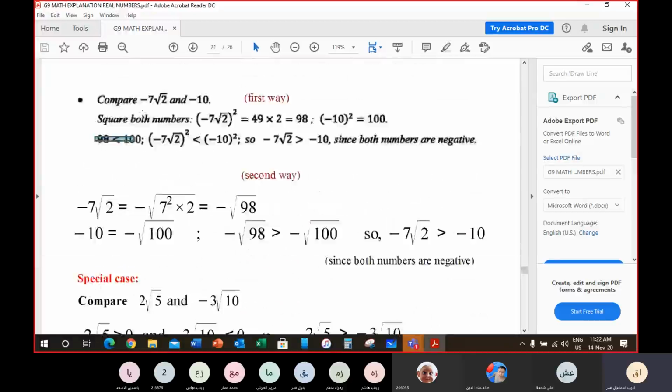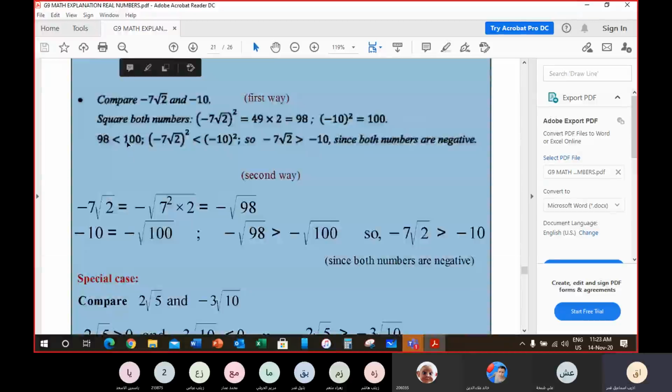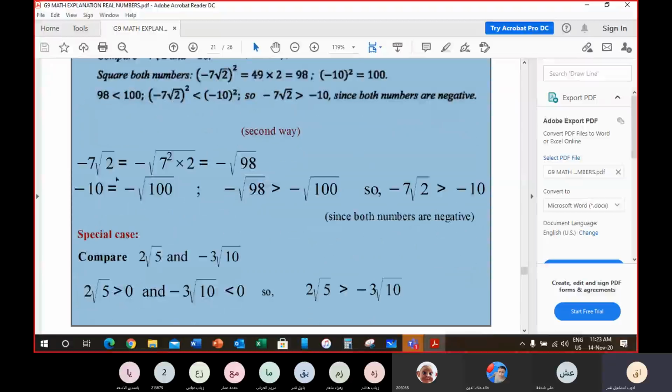In the case of negative numbers, we use the same method, squaring, but at the last step we invert the sign. Here 100 is greater than 98. So this means that minus 10 squared is greater than minus 7 squared. Finally, removing the squaring, minus 7 radical 2 is greater than minus 10, since both numbers are negative. Second method works too, moving inside the radical.